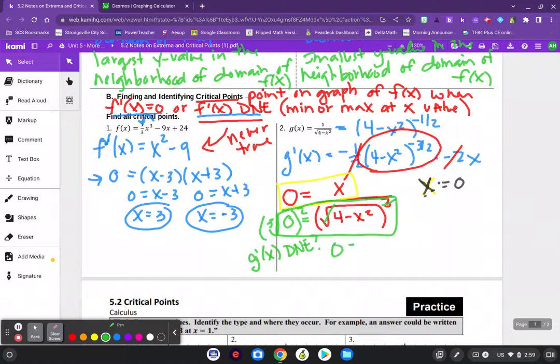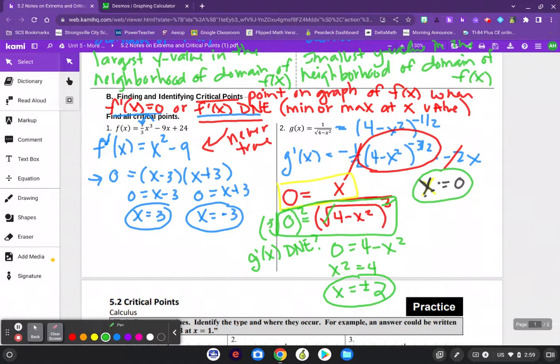So I have 0 equals 4 minus x squared. I'm going to add x squared to both sides, and I'm going to take the square root. I get plus or minus 2. So it's possible that at positive 2 or negative 2, I also have a potential min or max. So at 0, I have a potential min or max. At 2 or negative 2, I have a potential min or max.